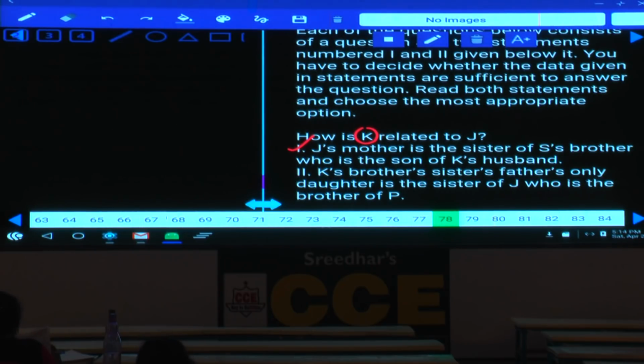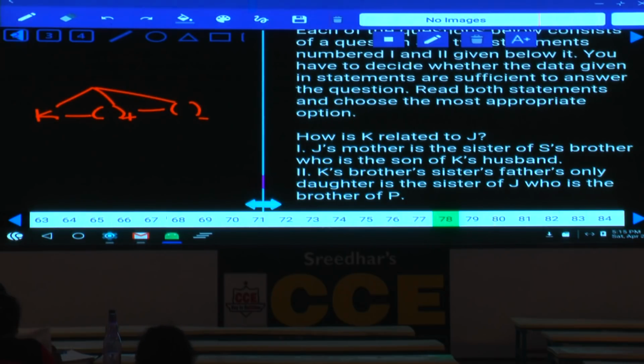As one alone is sufficient, we cannot directly opt for only one alone, because now we need to check whether 2 alone is also sufficient or not. Then what about 2 here? How is K related to J? K is having a brother. Now K is having a brother, brother's sister. K's brother's sister's father.